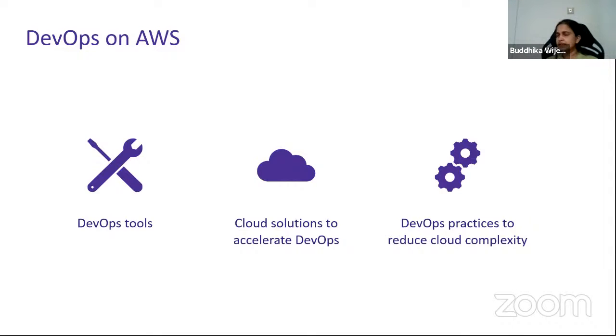And then definitely, as I told, those practices can reduce cloud complexity. So if we merge these together, and implement both in our applications or in our systems, it will add more value. It will accelerate the software delivery rate much more than using either DevOps or cloud alone.